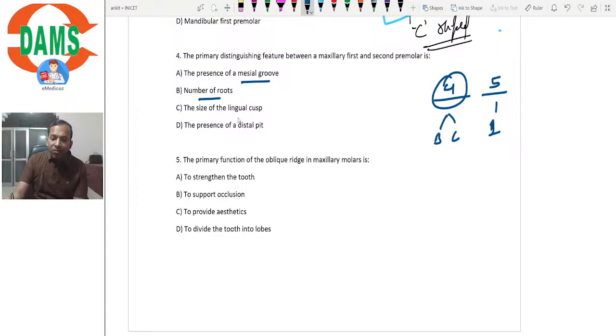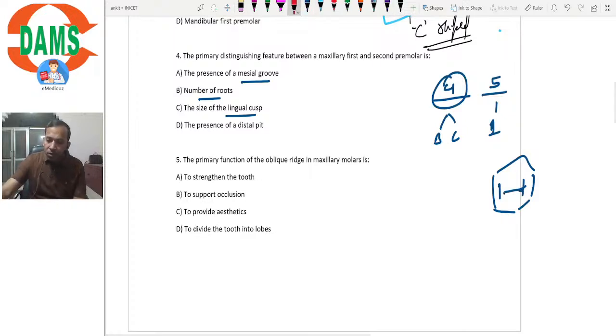Option number C, the size of the lingual cusp. The size of the lingual cusp is not much of a distinguishing feature because they are more or less of the same size, isn't it? The presence of a distal pit. The distal pit would be seen in both of these teeth, isn't it? This is the marginal ridge and this is the central groove, let's say. So you will have a distal pit on the distal side and a mesial pit on the mesial side. So both of these teeth will show mesial and distal pits, isn't it? Then what is the primary distinguishing feature amongst these two? That is option A and B.